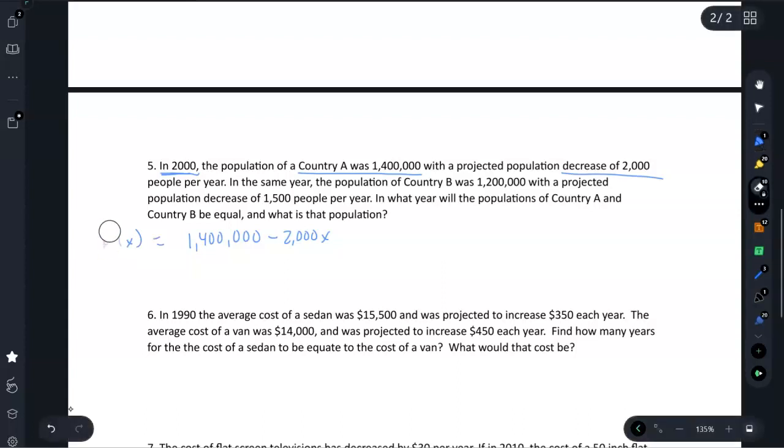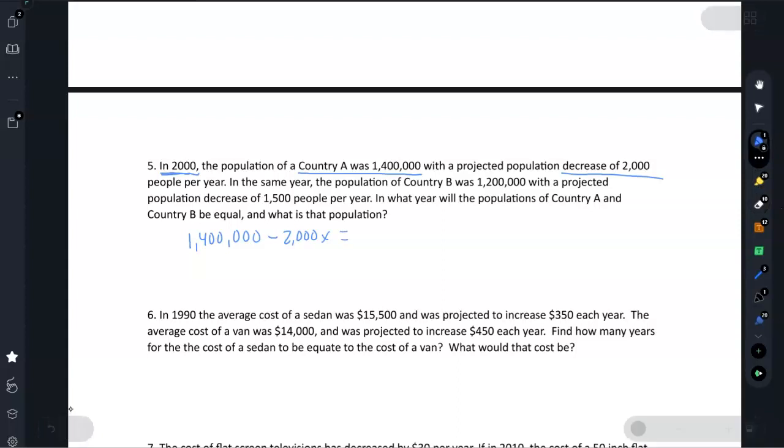I'm just going to ignore the f of x here because this time I want to set these two equations equal to each other. So I'm just going to put an equal sign because that's what I'm asking. When will the two countries be equal? And I'm going to write country B on the right-hand side. So country B starts with 1,200,000, and it's decreasing at a rate of 1,500 people per year. So that's my two equations.